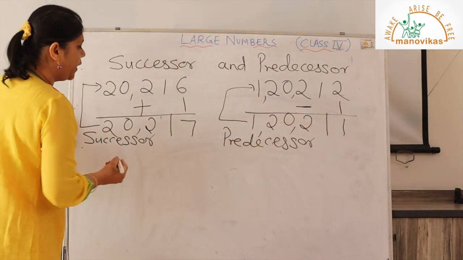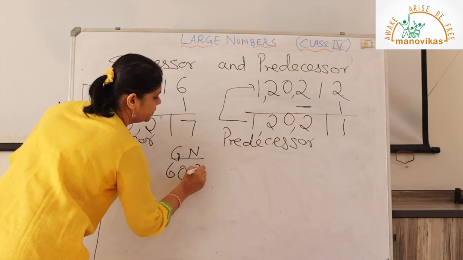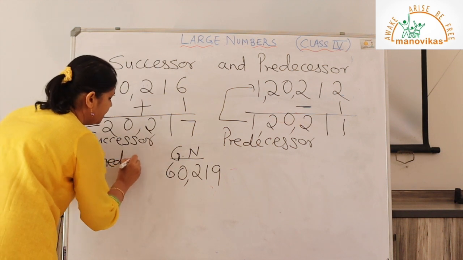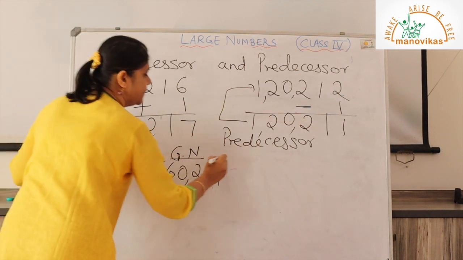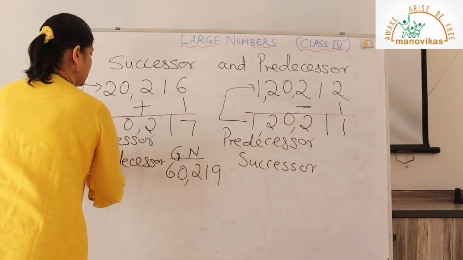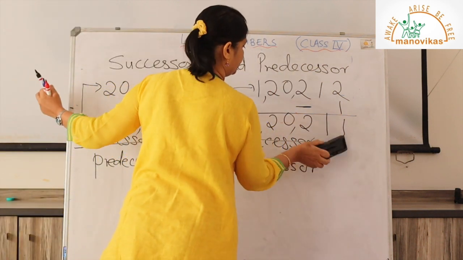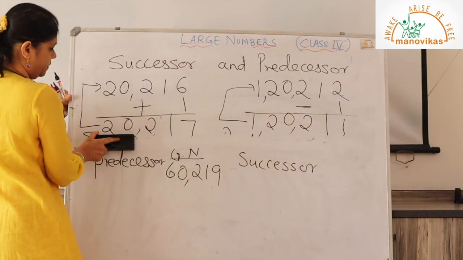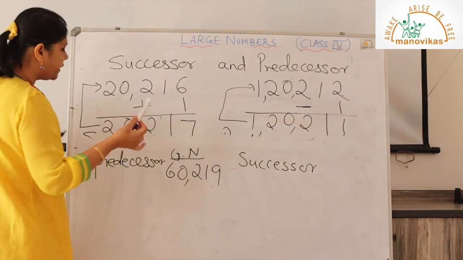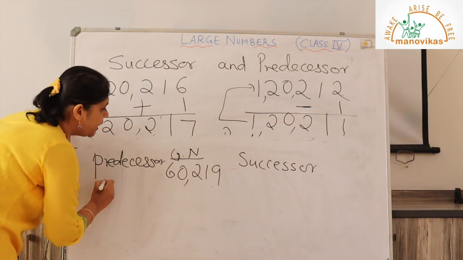Now we'll take one more example. Suppose you are given a number here. Okay, now you are told to find a predecessor and the successor. Okay, now to find the predecessor, what did I tell you, children? You have to minus 1. You want the number just before this, right? So you will minus 1.